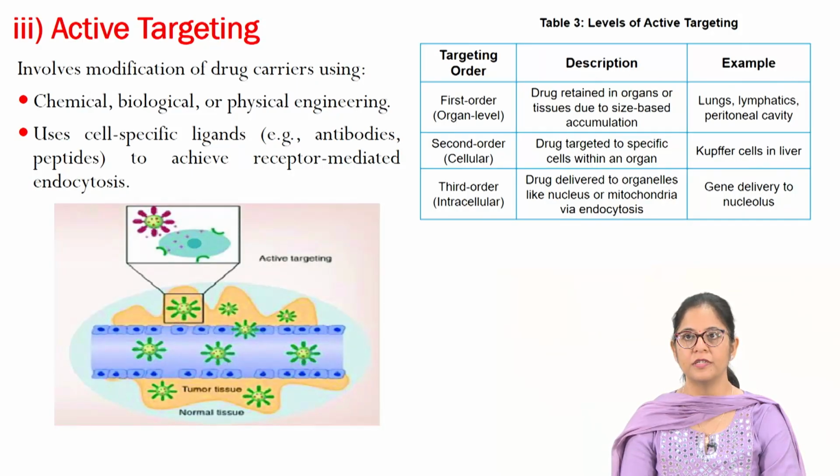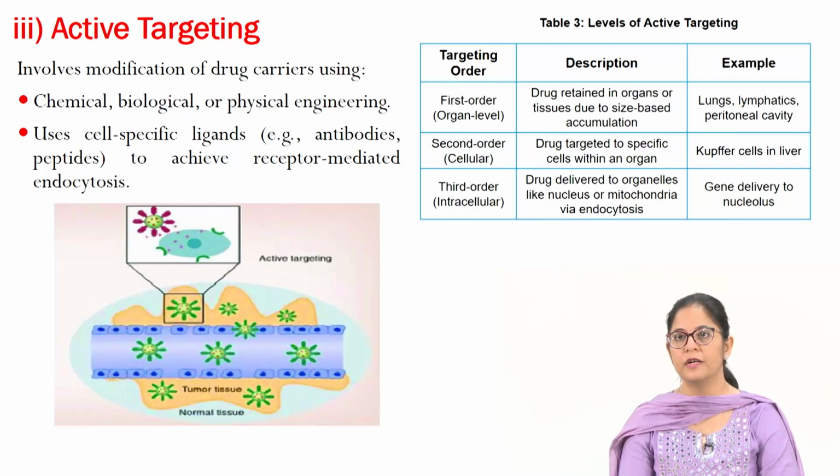In the second order targeting, cellular based targeting is done. The drug is targeted to specific cells within an organ like Kupffer cells in liver. Third order targeting is intracellular, that is, the drug is delivered to organelles like nucleus or mitochondria via endocytosis. Gene delivery makes use of this mechanism for delivery of the drug.